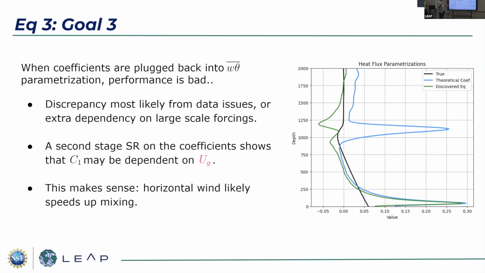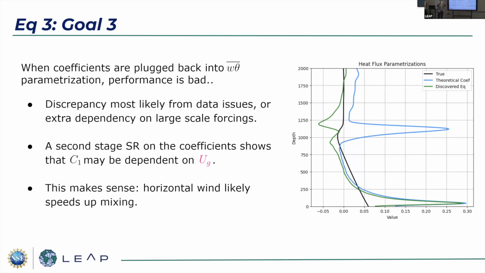So we suspect that that might be messing this up. And then secondly, we suspect there are also extra dependencies on large-scale forcings. Now, I showed you guys that picture with all of those semi-transparent lines earlier to show that symbolic regression had a really difficult time picking up the original functional form.